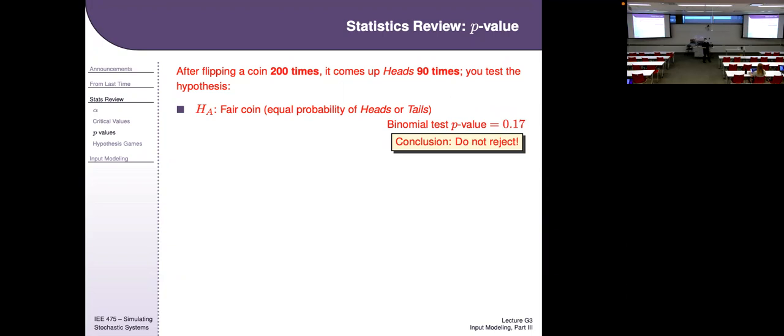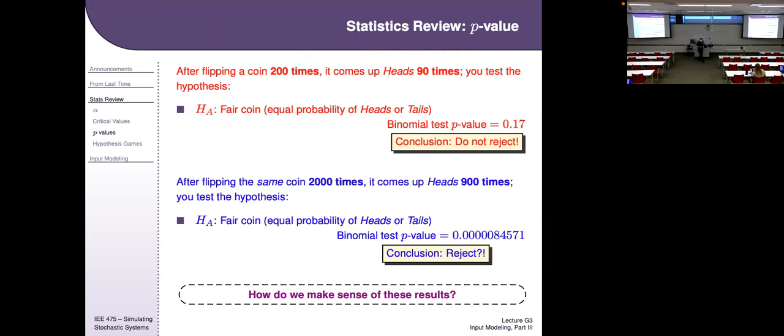And so that is not less than my 5%. So I might make the conclusion that I'm not going to reject this hypothesis. Great. So that means that I'm not accepting the fair coin hypothesis, but for these data, 90 out of 200 coming up heads, I don't have enough data that I can say that the coin is not fair.